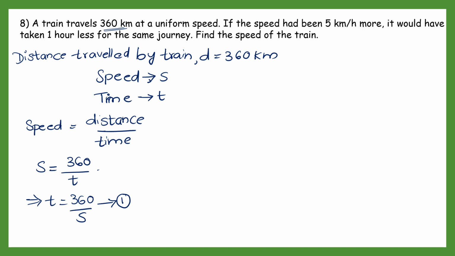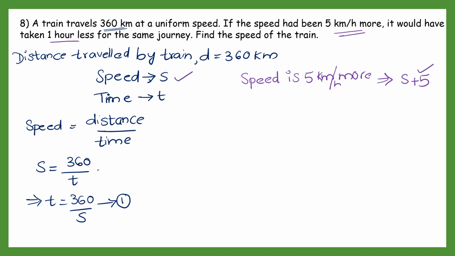Then they are telling, if speed has been 5 kilometers more, that means speed is 5 kilometers per hour more. That means the new speed will be what? S plus 5. Initially it is S, now the speed will be S plus 5. It would have taken 1 hour less for the same journey.